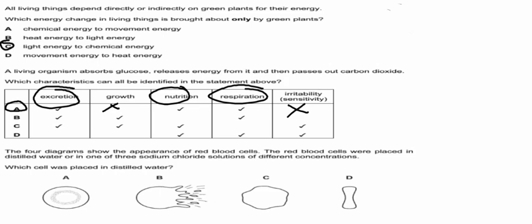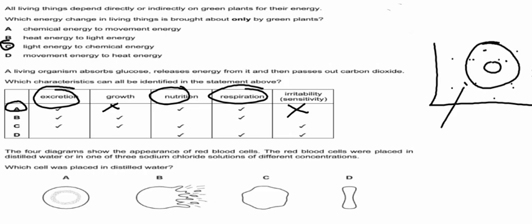A. Then as for question 3, the four diagrams show the appearance of red blood cells. The red blood cells were placed in distilled water or in one of 3 sodium chloride solutions of different concentrations. Which cell was placed in distilled water? Distilled water is more like pure water. So you need to understand what usually happens when you place red blood cells in distilled water. If this is the beaker, in this beaker we have the distilled water and also a red blood cell.